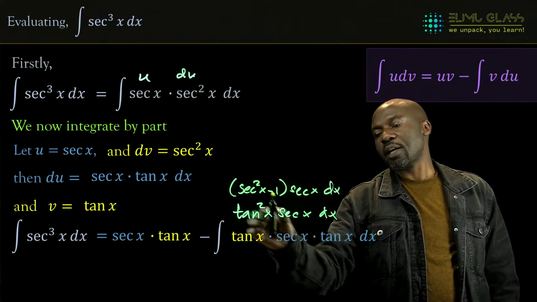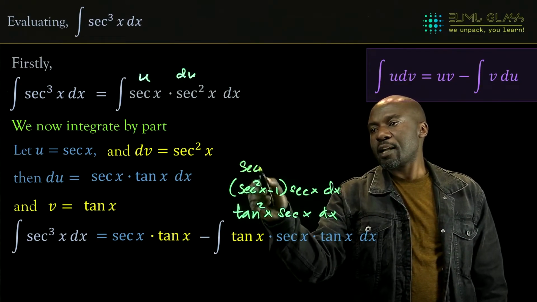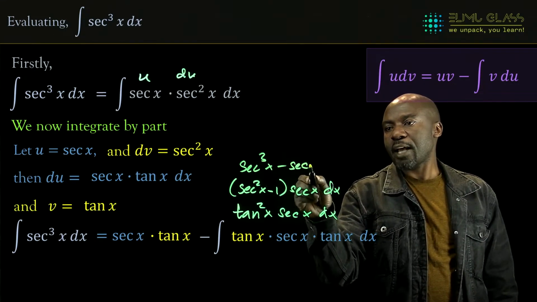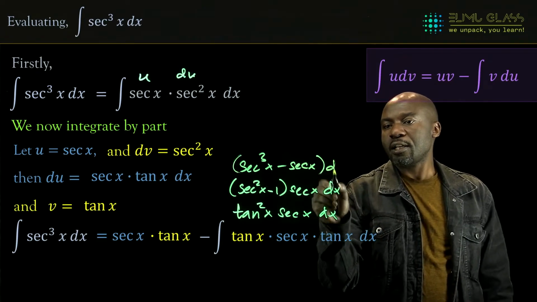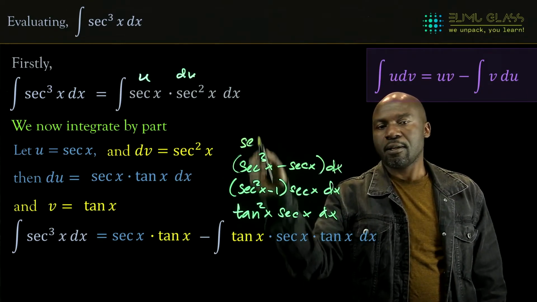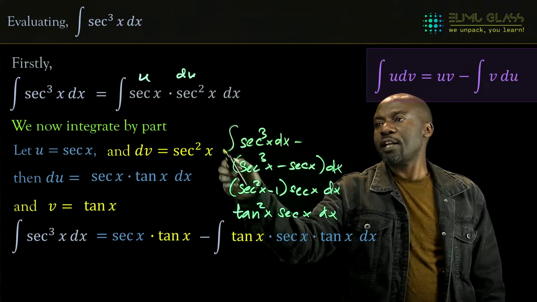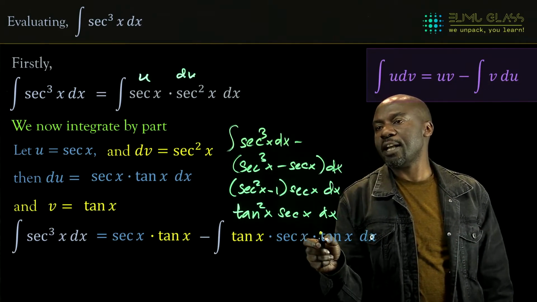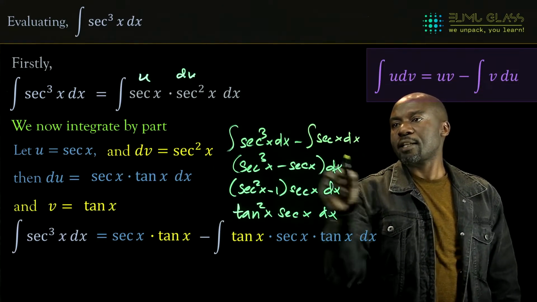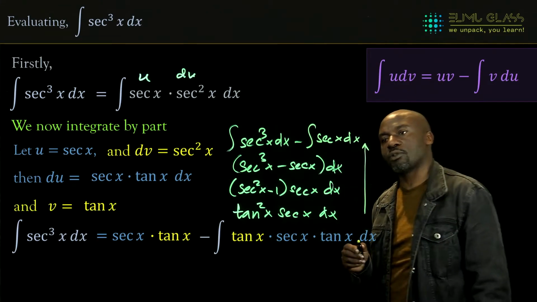And if I open this bracket, I'm moving upwards so you can see this. If I open this bracket, I get sec cubed of x minus sec of x, everything dx, like that. So I could actually write this as just the integral of sec cubed of x dx minus the integral of sec of x dx, like that. So I've simplified upwards. Please take a look at that and make sure that you understand what's going on here.